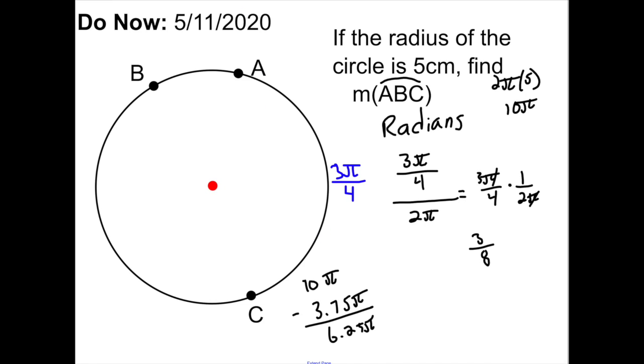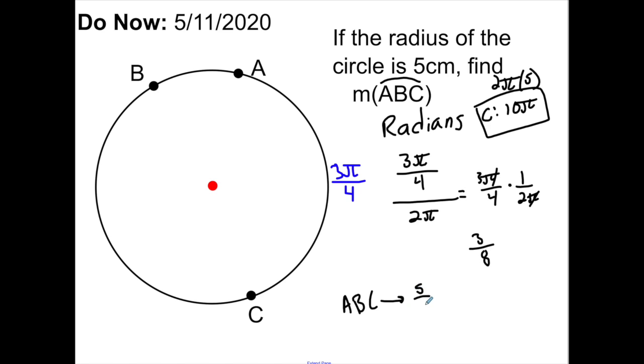Alternately, we could look at it like this. Remember, the circumference is 10 pi. If AC represents 3/8 of the total circumference, then ABC represents the other 5/8, because this has to all add up to 2 pi, and it has to all add up to 8 over 8. This is 3/8 of the circumference, so this has to be 5/8, so you get a total of 8/8.